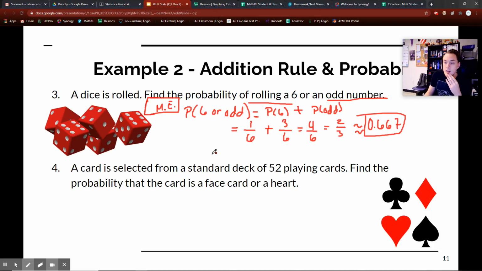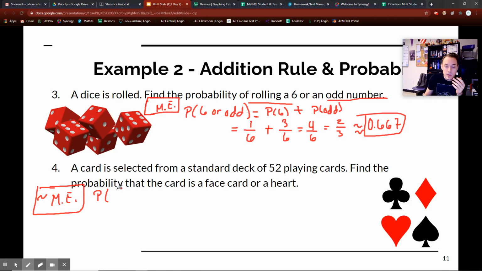Okay? Sweet. Next one. A card is selected from a standard deck of 52 cards. Find the probability that the card is a face card or a heart. Can you have a heart in a face card? Yes. You can have a queen of hearts, and the queen is a face card. So what does this mean? This means that this is not mutually exclusive. It means it does have an overlap.